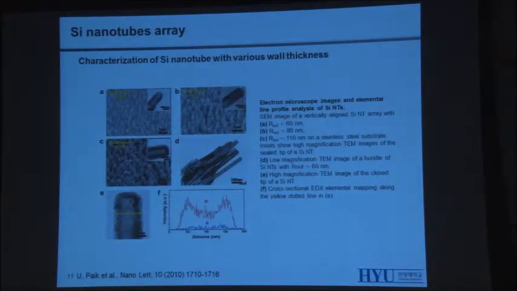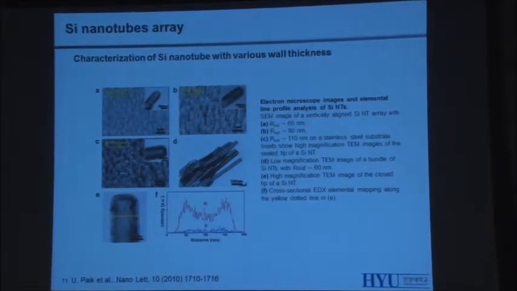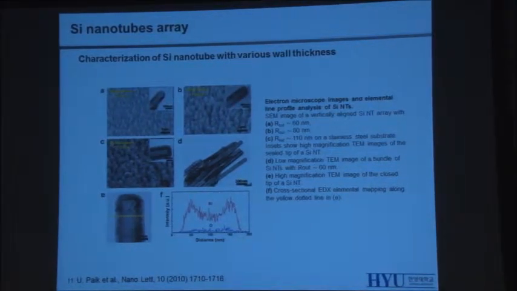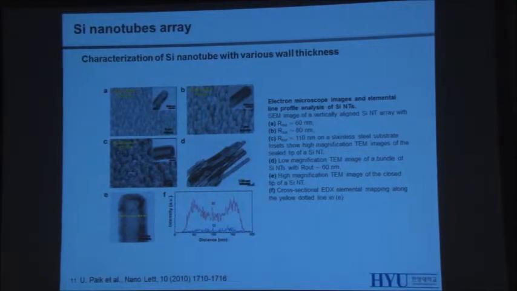You can see here that we can synthesize silicon nanotubular material with outer diameters of 60 nanometers, 80 nanometers, and 110 nanometers. This picture shows the TEM image of a bundle of silicon nanotubes, which have an outer diameter of about 60 nanometers. The magnified TEM image shows the outer diameter is around 60 nanometers. Also, EDX shows only silicon, without any oxygen presence.